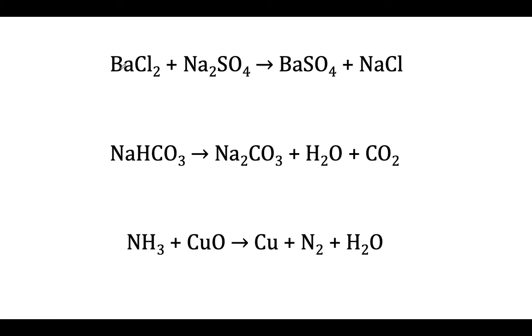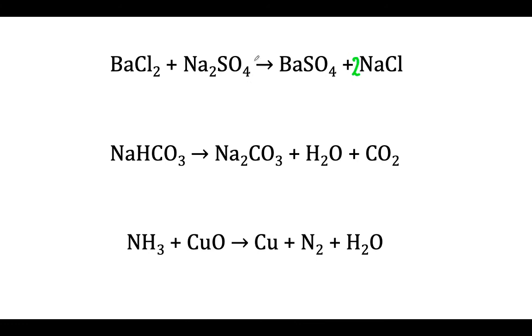So in the first example, I've got 1 barium on the left side, 1 barium on the right side, 2 chlorines on the left side, and 1 chlorine on the right side. So what I'm going to do to make this a 2, I'm going to write the coefficient of 2 in front of the NaCl. Now note that this 2 applies to not only the Cl, but also the Na. So I've got 2 Na on the right side, 2 Na on the left side.